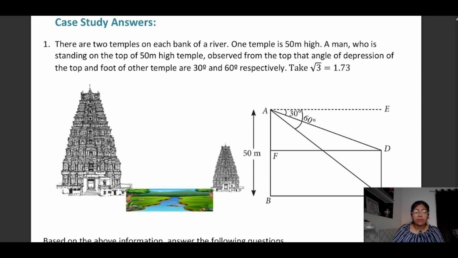There are two temples, one on each bank of the river. The first temple is 50 meters high. A man who is standing on the top of the 50-meter high temple, which means the man is at point A, observes from the top the angles of depression of the top and the foot of the other temple. This is DC, the other temple. He sees the top and the foot of the other temple at angles of depression of 30 and 60 degrees, as mentioned in the figure.